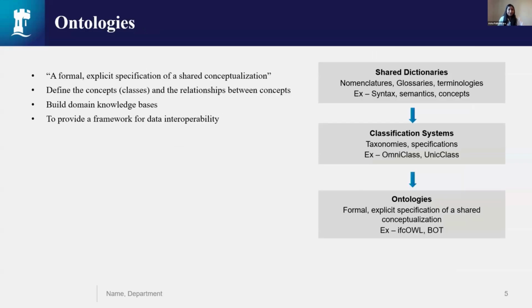An ontology is a formal, explicit specification of a shared conceptualization. It defines basic terms and relationships of a topic's domain knowledge by comprising vocabularies or taxonomies to define terms, and the rules combining the terms and relations. This helps us to build domain knowledge bases and also provides a framework for data interoperability.